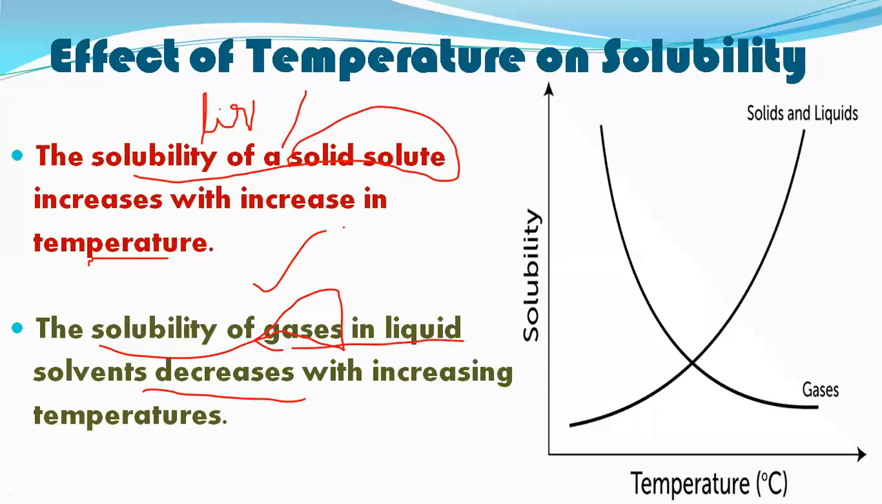So here we can see that if we make a graph of solubility and temperature, the solubility of solids and liquids will be increased by increasing temperature. And here the solubility of gases will be decreased with increasing temperature.